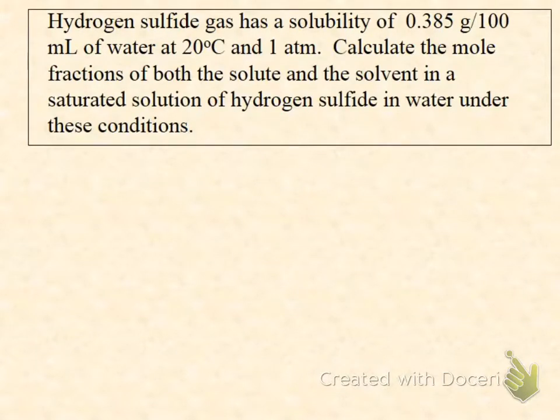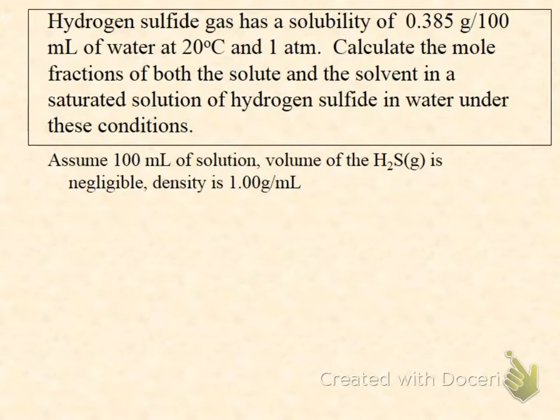So here is an example. Hydrogen sulfide gas has a solubility of 0.385 grams per 100 milliliters of water. Calculate the mole fractions of both the solute and the solvent in a saturated solution of hydrogen sulfide in water under these conditions. So let's see how we would do that. Assume 100 milliliters of solution, because they didn't give us that, so it makes our life easier. And we're going to assume that the density is 1 gram per milliliter for water, because the volume of H2S gas is going to be negligible. So we can assume that.